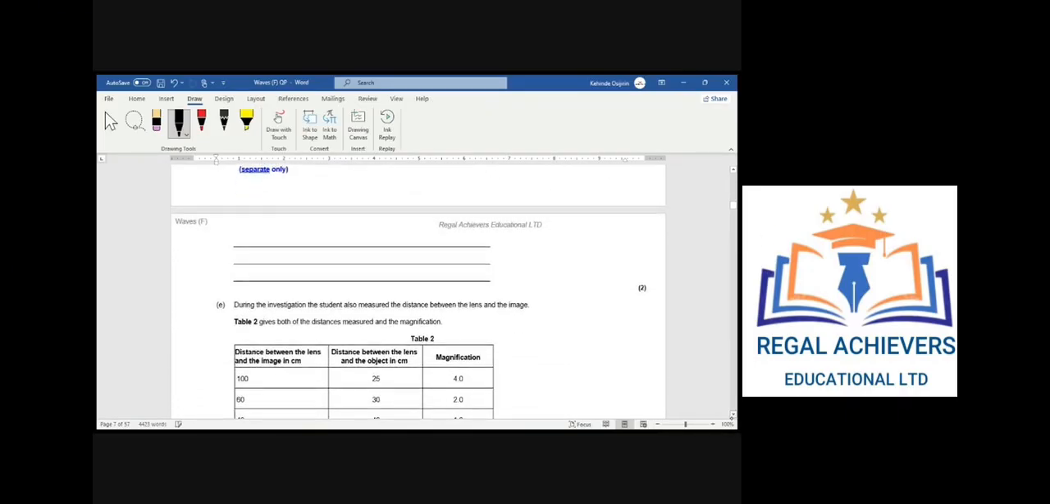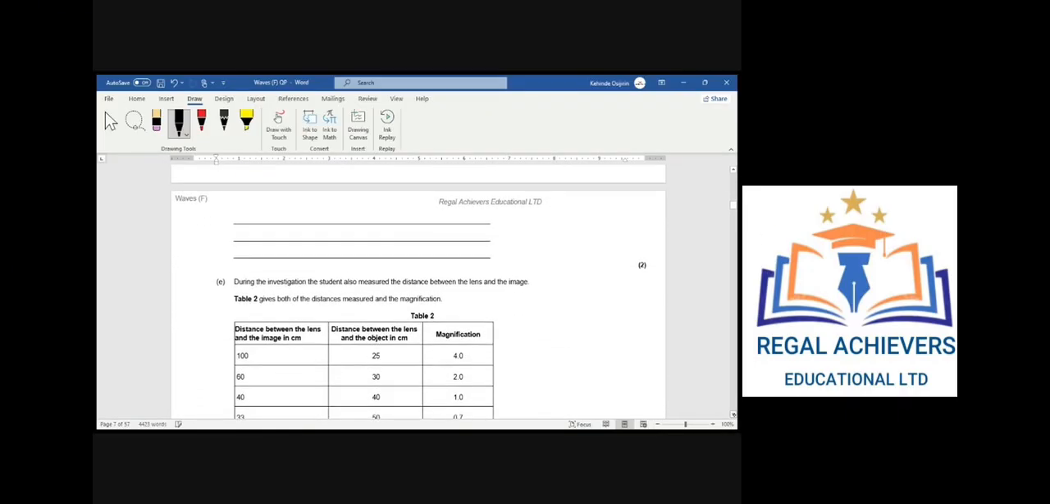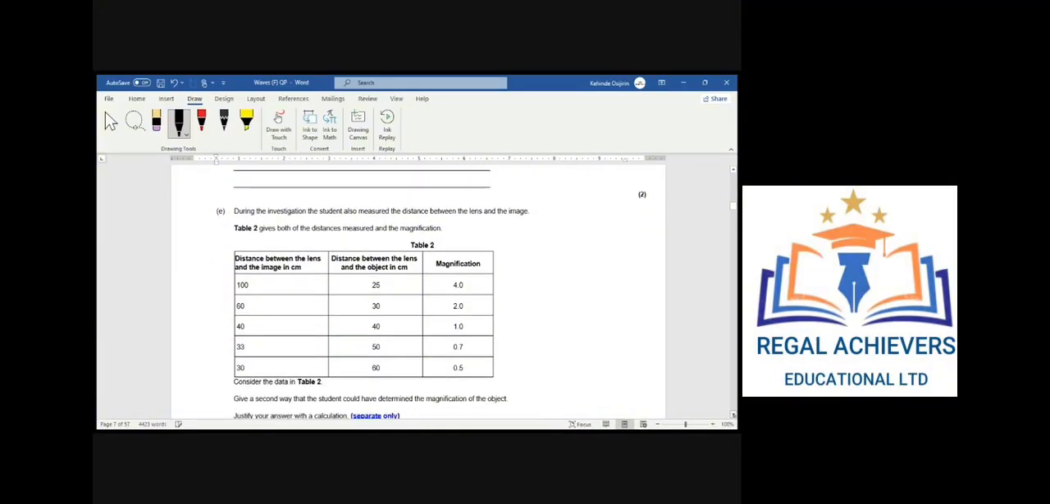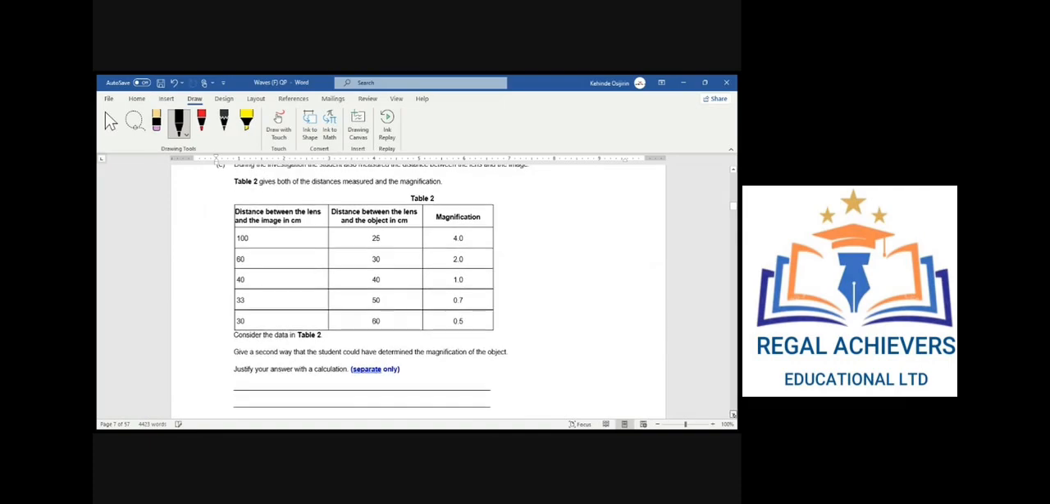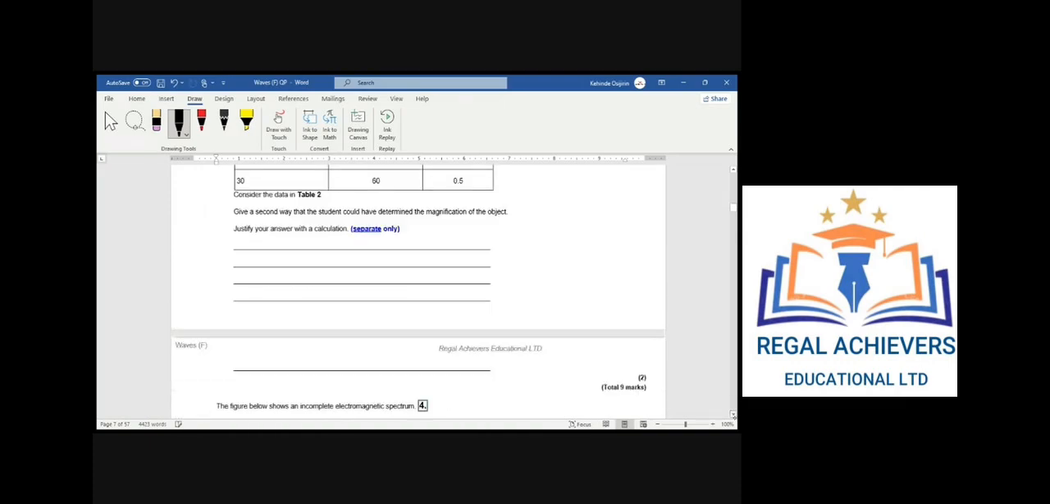They say during the investigation, the student also measured the distance between the lens and the image. Give a second way that the student could have determined the magnification of the object. That is by dividing the distance between the lens and the image by the distance between the lens and the object. That is another way to go about it.